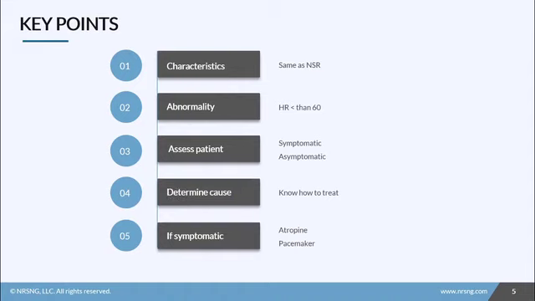So the key points to remember are the characteristics of sinus bradycardia. They are the same as normal sinus rhythm. The only abnormality is that the heart rate is less than 60 beats per minute. You have got to assess your patient. Find out if they are symptomatic or asymptomatic. And most importantly, determine the cause. If you know why they are bradycardic, then it is so much easier to treat them. If they are symptomatic, we can give them some atropine or prepare them for a temporary or permanent pacemaker.